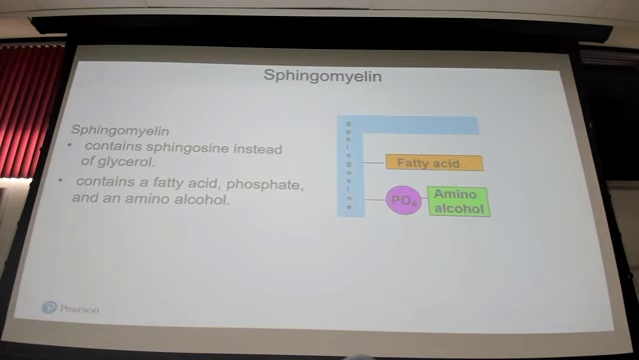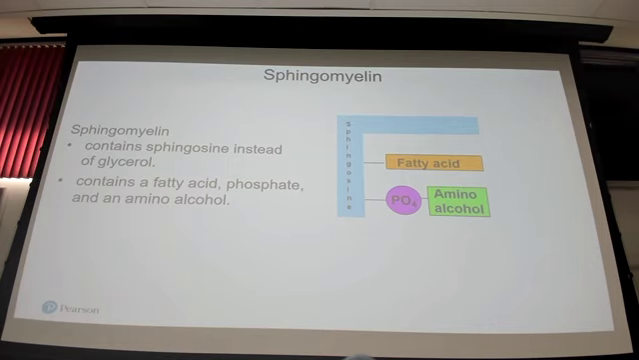So, sphingophospholipids are important because they are involved in... They're a component of the myelin sheath, and we're gonna talk about the myelin sheath. But these sphingomyelin molecules, instead of the glycerol backbone, contain a sphingosine, which is a longer chain amino alcohol.